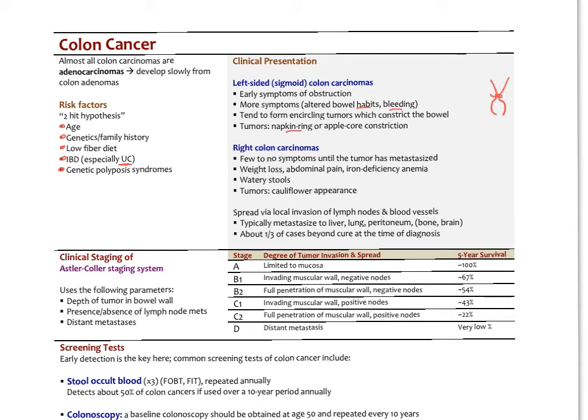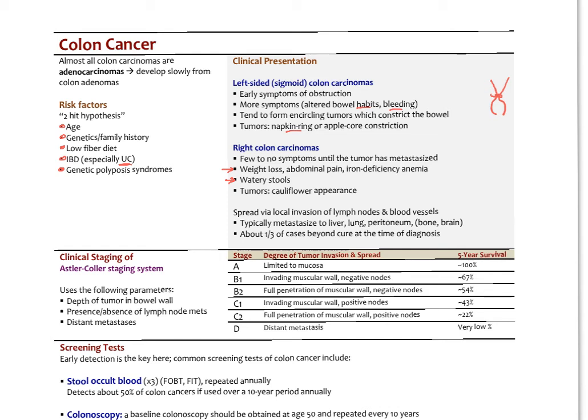With right colon carcinomas, there's really few signs until the tumor has already metastasized, and that would be all your classic signs of weight loss, abdominal pain, iron deficiency anemia, and so forth. Watery stools, and the tumors have more of a cauliflower-like appearance. They're more sessile in appearance. And they spread on both sides.